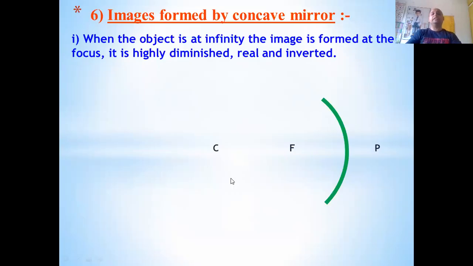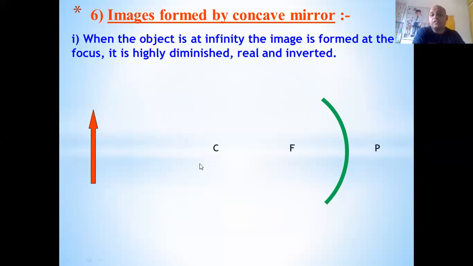Now we will study the images formed by a concave mirror, which are formed when we put the object at different distances. We are talking about the concave mirror, right? This is the concave mirror, this is the principal axis, and this is the object. If we put it at different places, very far away from the concave mirror, how will the image be formed?